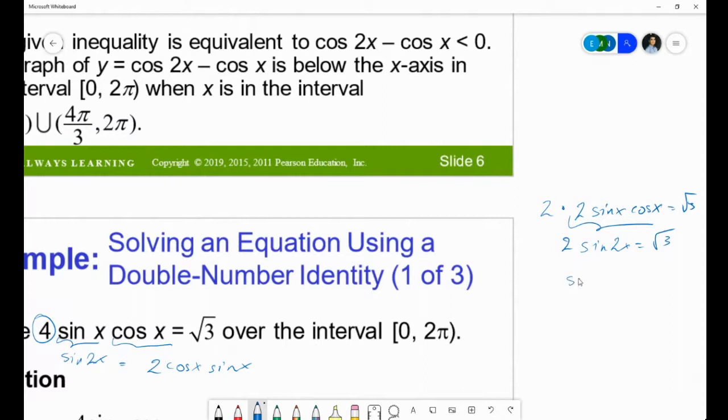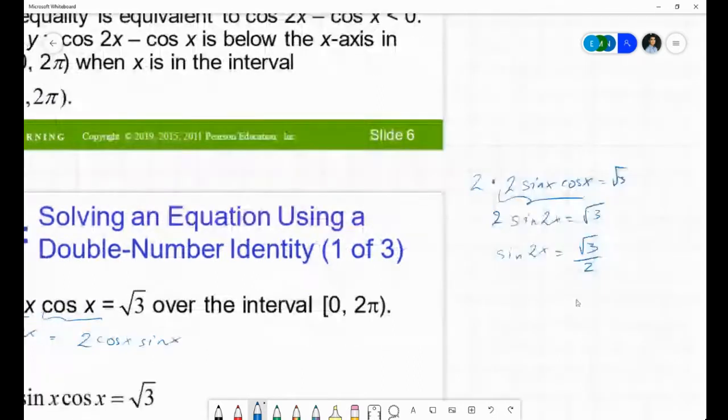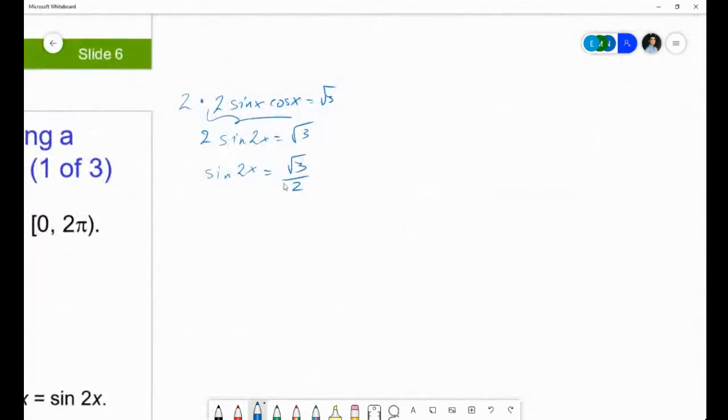From here, we can isolate the variable and then solve like we normally do. Now here is the extra step that you have to do. Here we are dealing with 2x, not just x. So here we have sine 2x, we have a positive value, so we know that this is going to be in quadrant 1 and quadrant 2. But we're going to set 2x equal to this.